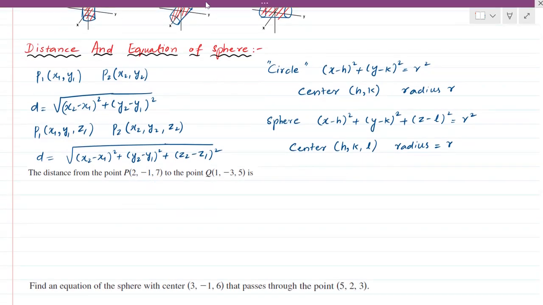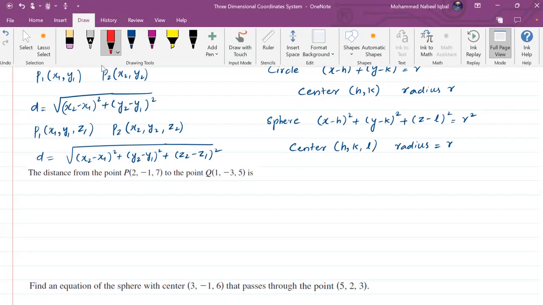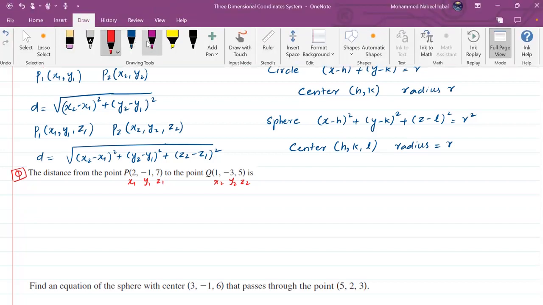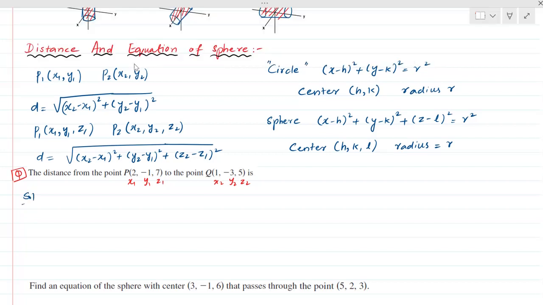Now the first question given here: find the distance between the 2 points. So the 2 points are given, this is x1, y1, z1 as point 1, and x2, y2, z2 as point 2. How will you calculate the distance between the 2 points? By using the same formula, d equal to the square root of x2 minus x1 whole square, y2 minus y1 whole square plus z2 minus z1 whole square. This is the formula we are going to use.